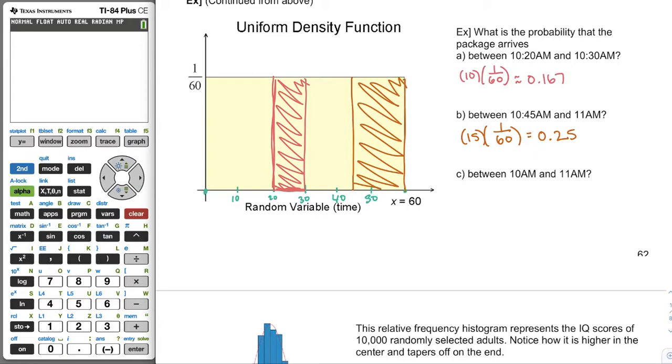Lastly, we have part C, between 10 a.m. and 11 a.m. Well, that would be going from 0, 10 a.m., all the way to 60, 11 a.m. So this is the area under the entire probability density function. So the base would be 60, and the height would be 1/60th. When you multiply those together, you get 1. And that just means that the package is certain to arrive between 10 a.m. and 11 a.m.